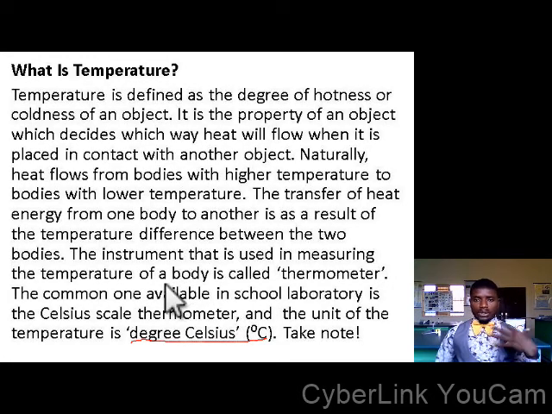We have three units. We have degree Celsius, degree Fahrenheit, and then Kelvin. You don't call it degree Kelvin. You have Kelvin, degree Celsius, and then degree Fahrenheit. I want you to take note of this quickly.